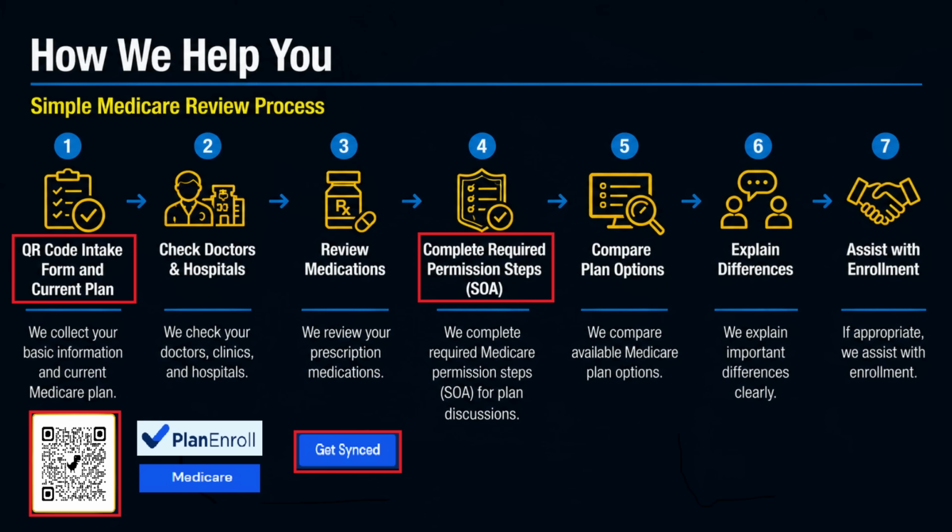Fifth, compare available plan options. If nothing better than existing coverage, keep the original one. If another plan appears more suitable, review the differences and decide which option you prefer. Sixth, we explain important differences in costs, provider networks, and drug coverage. Seventh, complete the Plan Enroll workflows with the assistance of a licensed agent.